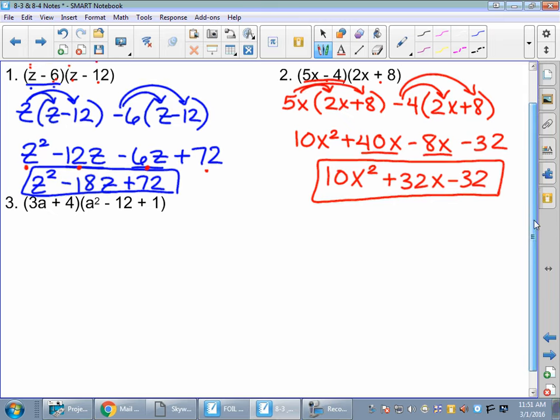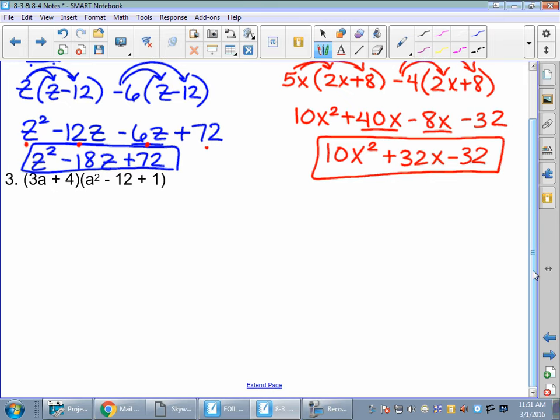You should have 6 different products when you're done. And some may combine like terms. So we have to decide which one to split up. I'm going to choose 3a plus 4, not only because it's in front, but because it's the smaller of the 2. I find it's easier to break up less and keep the big quantity and distribute through the big quantity.